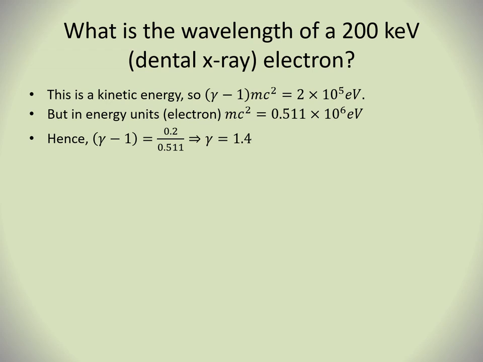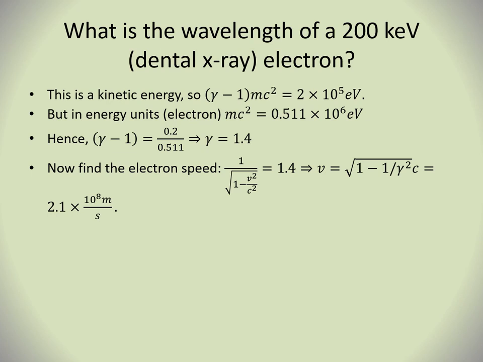It's about 1.4. Once we have the gamma, then we can find the electron speed by solving the gamma equals 1.4 equation for v. And it turns out to be 2.1 times 10 to the 8 meters per second. Getting up there, pretty close to the speed of light.